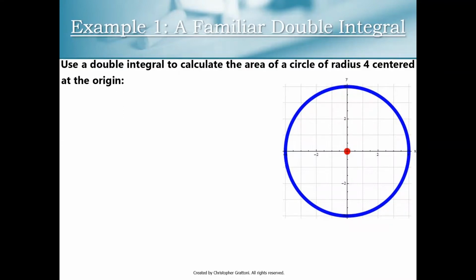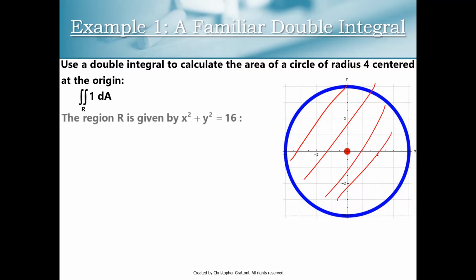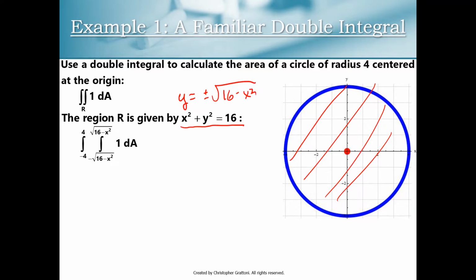So for example, let's use a double integral to calculate the area of a circle of radius 4 that's centered at the origin. So we know the equation of a circle of radius 4 centered at the origin. It's x squared plus y squared is equal to 16. And of course, you could solve this equation for y to say y is equal to plus or minus the square root of 16 minus x squared. And now we have a y top and a y bottom. And we know that x is going to range from -4 to 4, and we can use that double integral to compute the area of this circle.